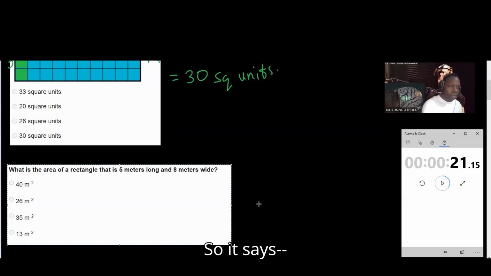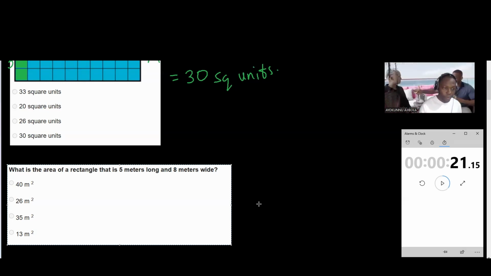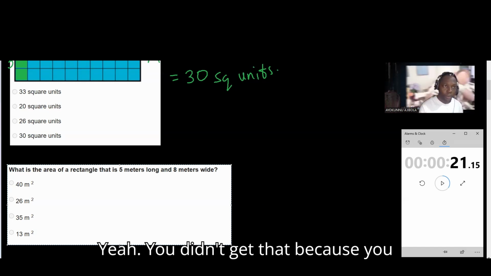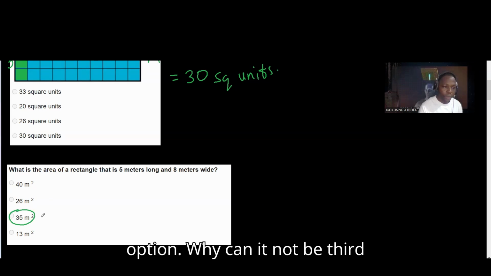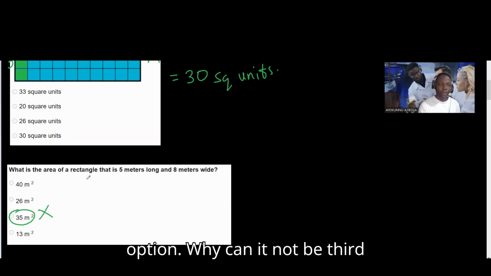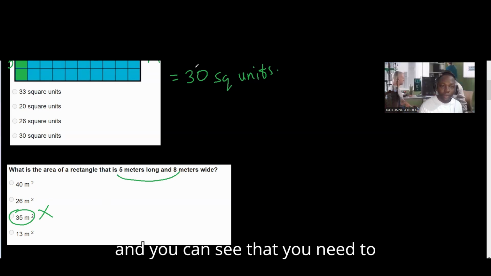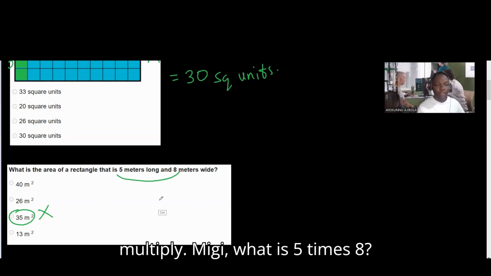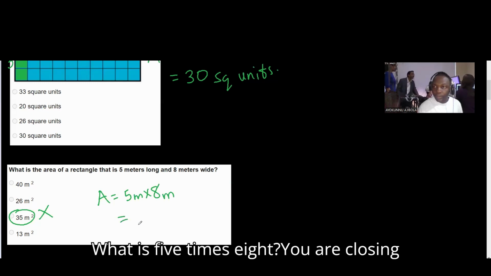So, you said third option? You didn't get that because you didn't do anything. It cannot be third option. Why can it not be third option? You have been given the dimension, and you can see that you need to multiply. Miggy, what is 5 times 8? What is 5 times 8?